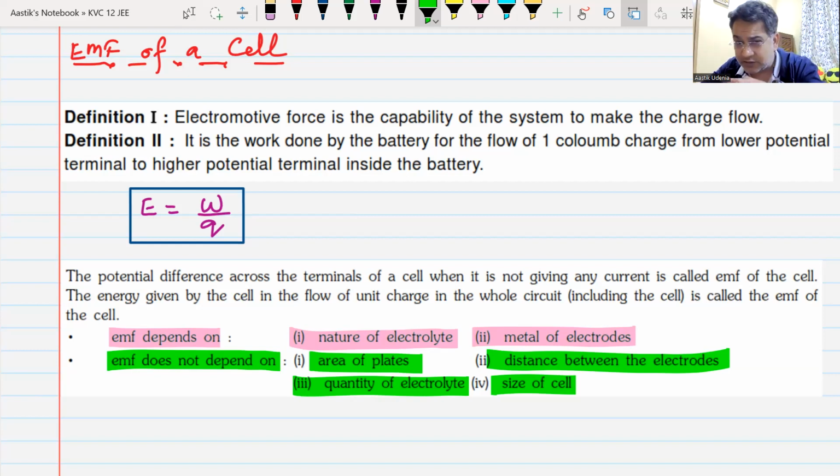Everyone has noted this down, or are you noting it down? I'll give you time, else I will move ahead. Are you noting it down? Okay, I'll give you time. Note it down.